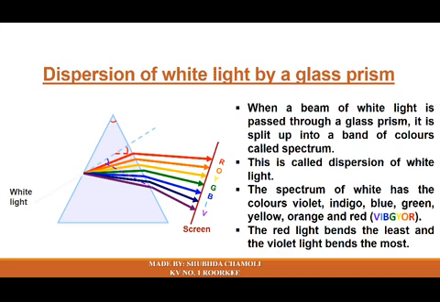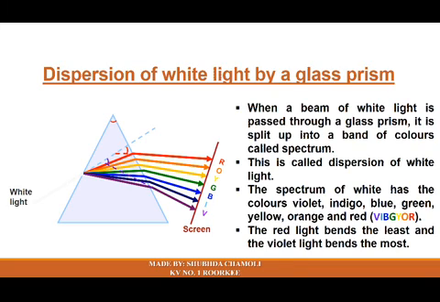Now comes dispersion of white light by a glass prism. Whenever a beam of white light is passed through a glass prism, it splits into its component colors, and a band of colors is observed. This band of colors is known as spectrum.